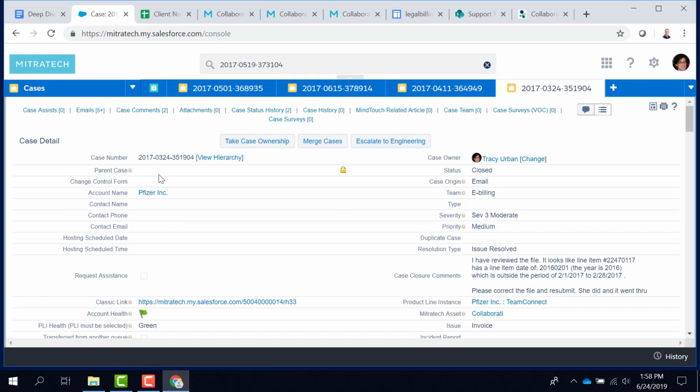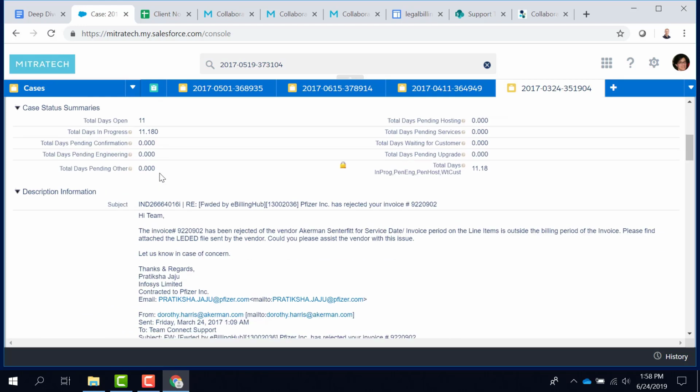Moving on. The invoice was rejected for the vendor Ackerman Centerfit. For a service date, invoice period on the line items is outside the billing period of the invoice. Please find the attached leads file sent by the vendor.